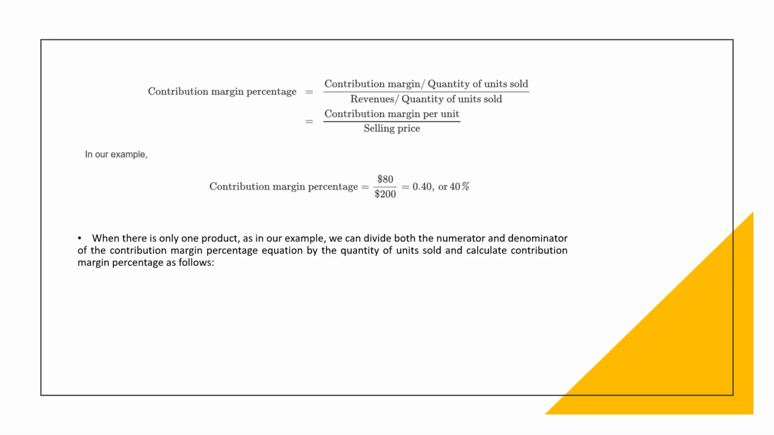Contribution margin percentage has a formula for when there is only one product, because this one's the easiest. In our example, we can just divide both the numerator and denominator of the contribution margin percentage equation by the price to get the quantity of units sold and calculate contribution margin.